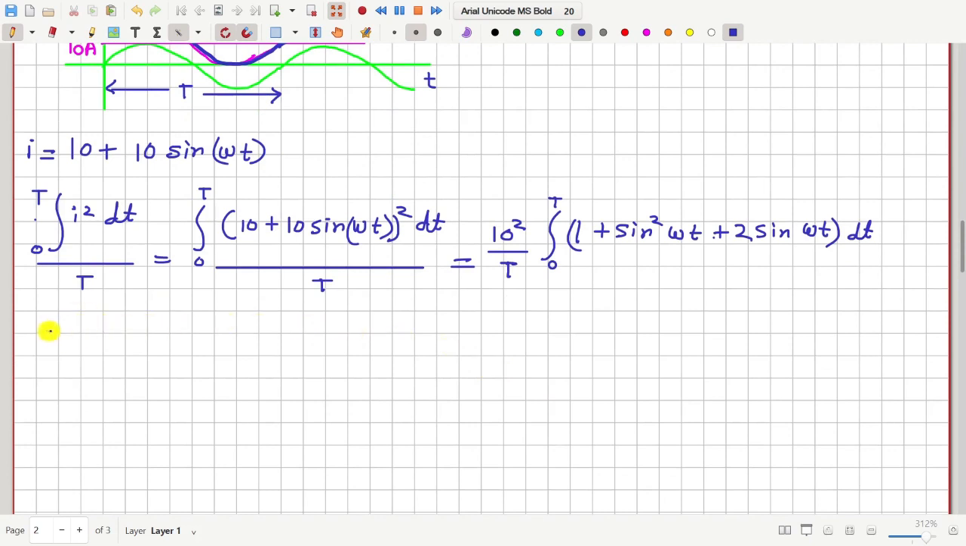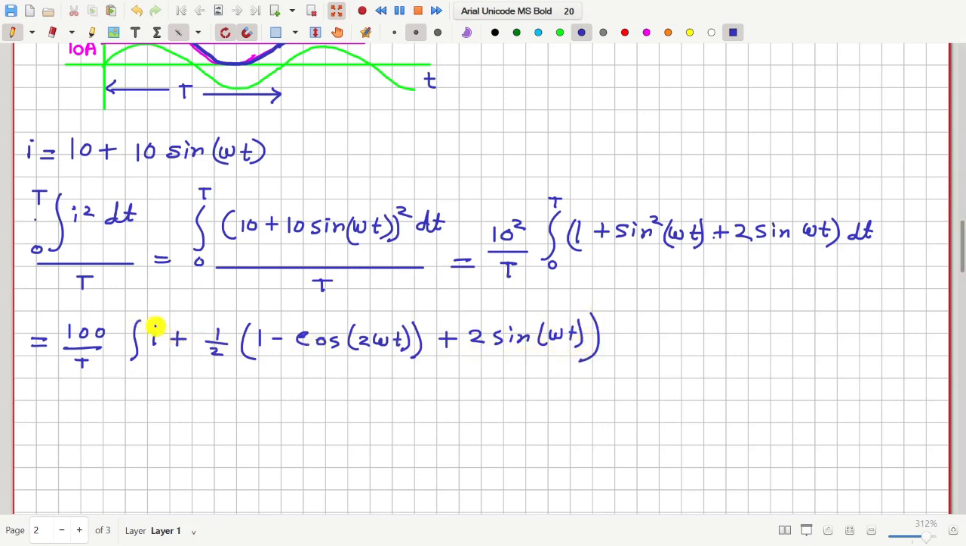Now let us simplify this and see what we get. We have here 100 by capital T. Now integration of 1 is T. Okay, before that, let me write this as integration of 1 plus, instead of sine square omega t, I can write it as half of 1 minus cosine 2 omega t, and plus 2 sine omega t. This is integrated from 0 to capital T.